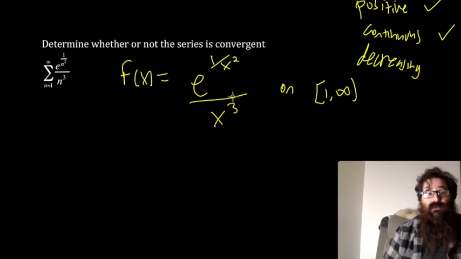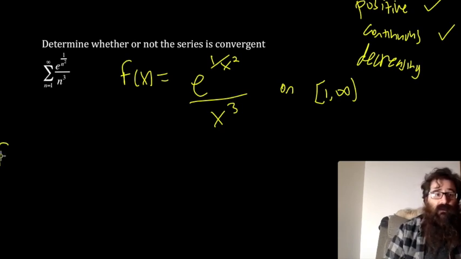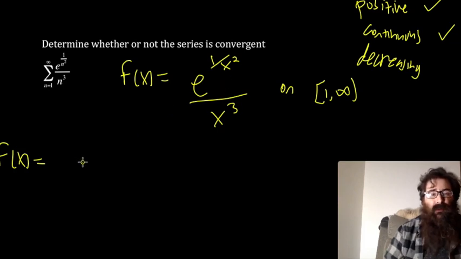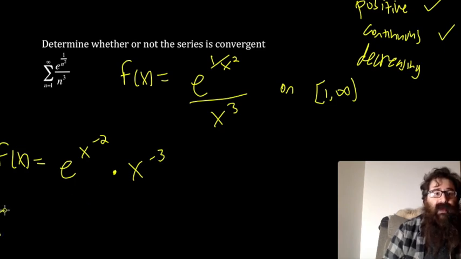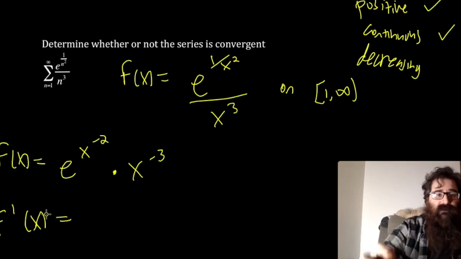I would always encourage you to take a look at the derivative. So let me go here with f of x. Let me actually rewrite it. You could use quotient rule, but let me write it this way. e to the, instead of 1 over x squared, I'm going to say x to the power of minus 2. And instead of divided by x cubed, I'm going to say times x to the minus 3. And now I can work with product rule with a bit of chain rule to find f prime of x.